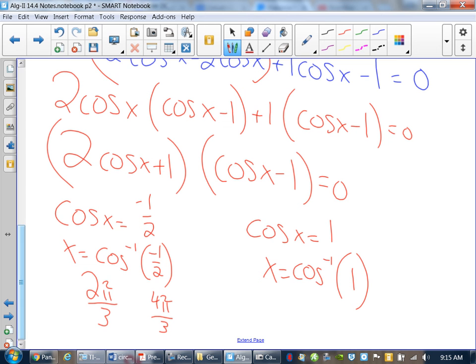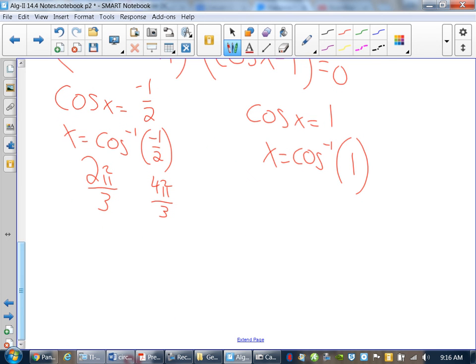Where it's equal to 1 is at 0. Well, that's -1. Wait. Yeah, it's at 0. Now, in this case, if this was solved for 1 revolution, those would be your 3 answers. If it was a general solution, 2 pi over 3, 4 pi over 3.